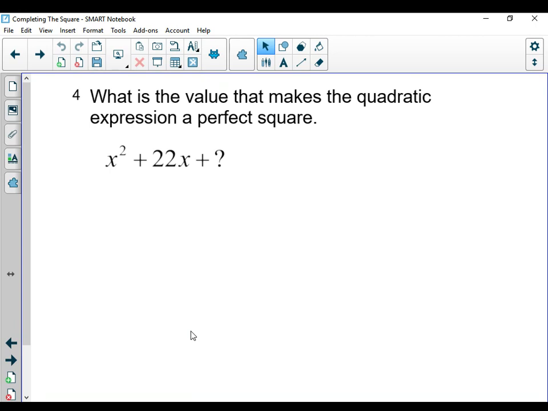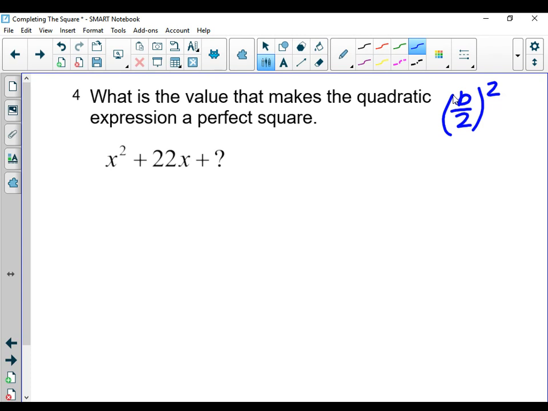They want us to figure out what's going to go in that blank, and it's a really tiny, tiny formula that is as simple as b divided by 2, squared. Okay? So watch how this formula helps us. If we take our b value, which in this case is 22, divide it by 2 and square it.